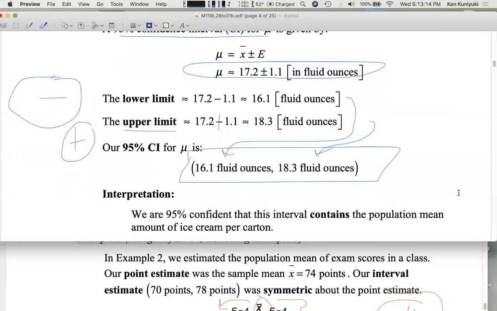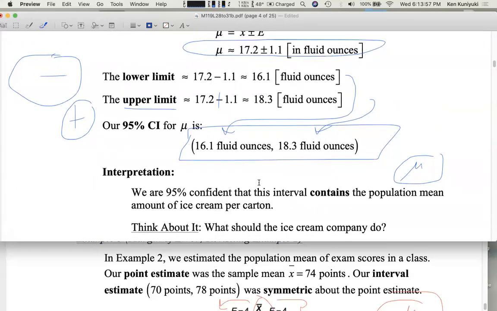Interpretation. We are 95% confident that this interval contains mu, the population mean amount of ice cream per carton. But you don't want to write mu in your statement for the layperson. You want to write out what mu means. So as a practical matter, what's some good business advice for the business? Wait, these cartons were labeled 16.0 fluid ounces. What's happening? Based on our sample results, what does it look like is actually happening? It looks like too much ice cream is going into these cartons.